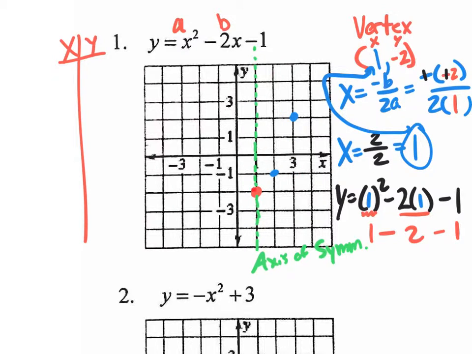And finally, last but not least, go back to the vertex. Go 3 over, 1, 2, 3, 9 up. 2, 4, 6, 7, 8, 9. I'm way off the graph, but it's okay. I want to graph it anyway.